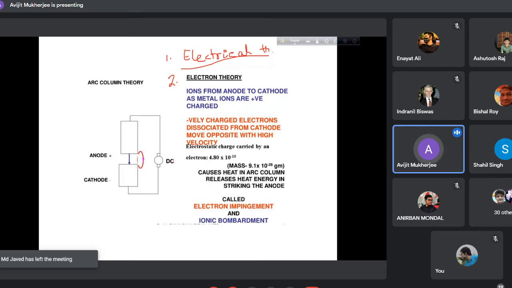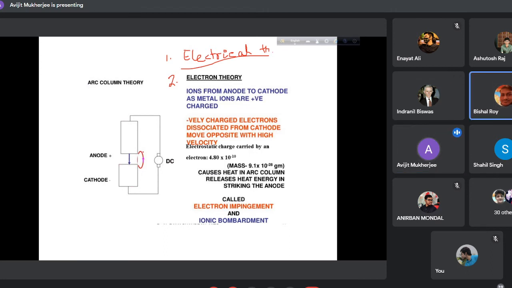And we have, say, a DC current source. Why DC? Can you say why DC? Because with AC, I can't say this is a fixed positive terminal and this is a fixed negative terminal. All the time they are changing.